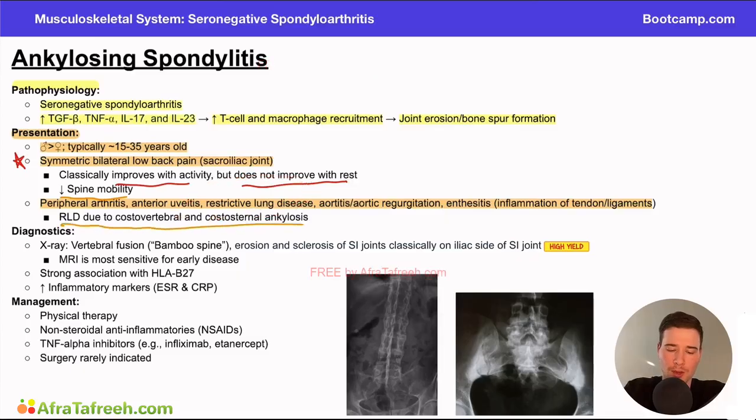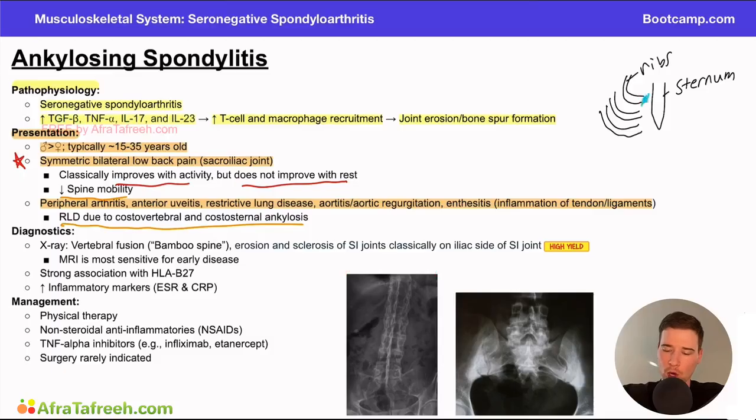So if we think about restrictive lung disease here, we say that the restrictive lung disease is due to costovertebral and costosternal ankylosis. So if I just do a really quick drawing here, we kind of have our sternum and our ribs. Remember, our ribs kind of attach to the sternum with cartilage, right? We call this the costosternal junction, right? It's the costo for ribs, the root word, and then the sternum, the sternal area is kind of the junction, right? The costosternal junction. And on the backside, we also have the costovertebral junction. That's where the ribs connect to the area near the vertebral bodies, specifically the facets.